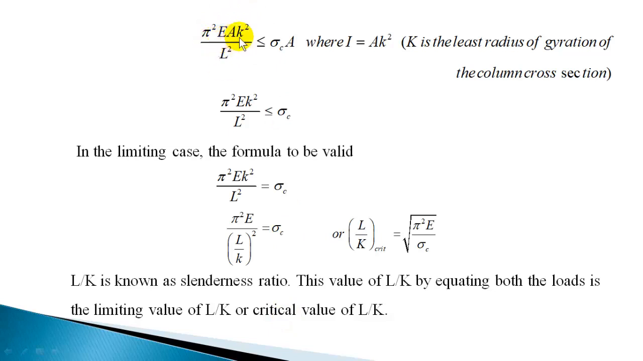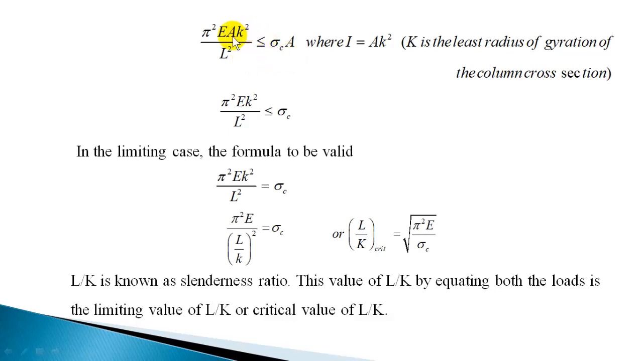So in pi square EI by L square, I replaced I with A K square, where K is the least radius of gyration. Since I is the least moment of inertia, K is the least radius of gyration of the column cross section. Radius of gyration is root of I by A. From that you can write I is equal to A K square. So substituting the least moment of inertia as A K square, you get this equation. This is when Euler's formula is valid.